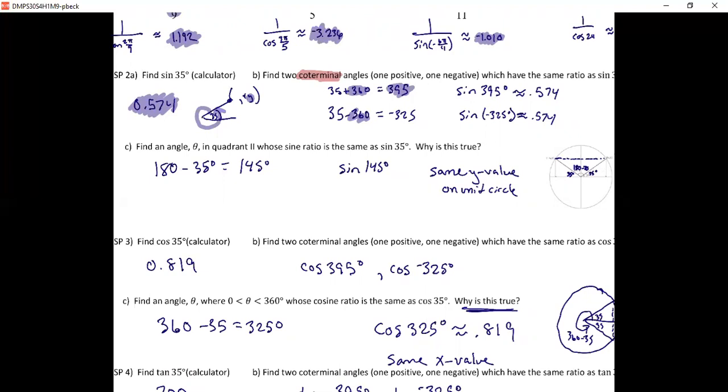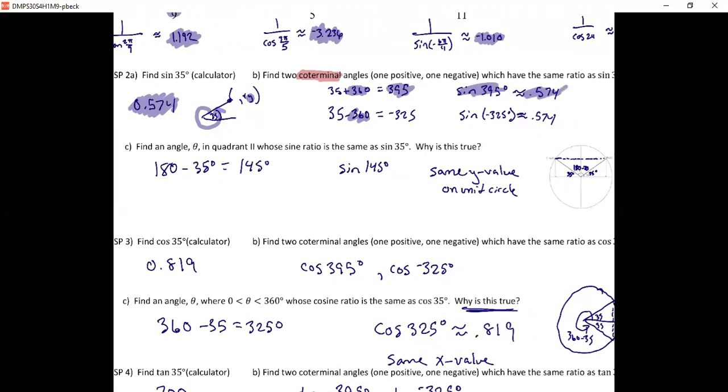Honestly, we can go further if we wanted to. We can either add more 360 to the 395 or keep subtracting 360 from the negative 325. But adding and subtracting 360, meaning adding and subtracting 2 pi, will get us to the exact same values. If you type in the calculator sine of 395, that's equal to 0.574 as well.